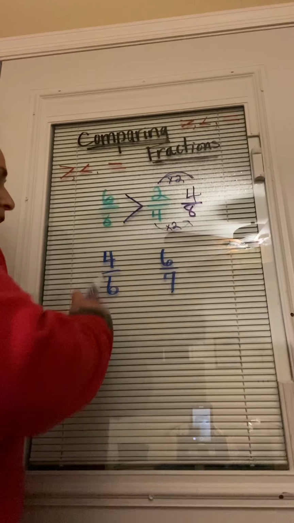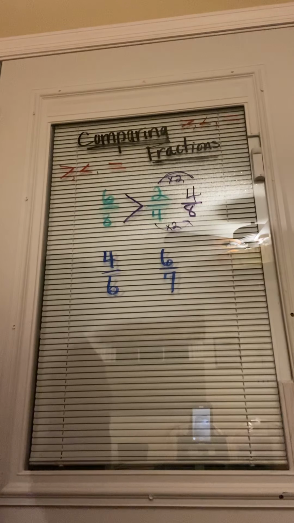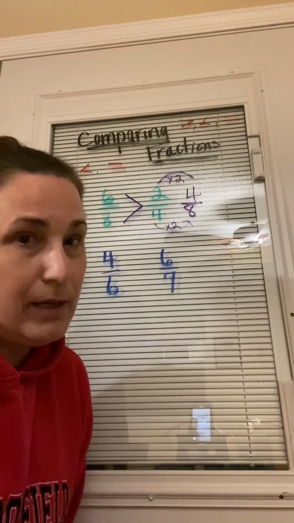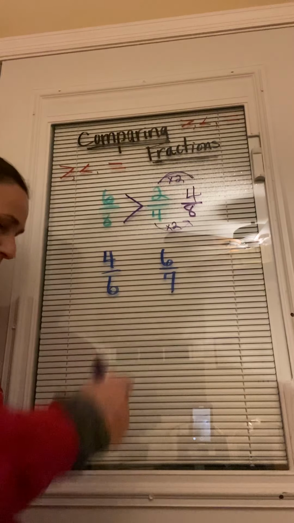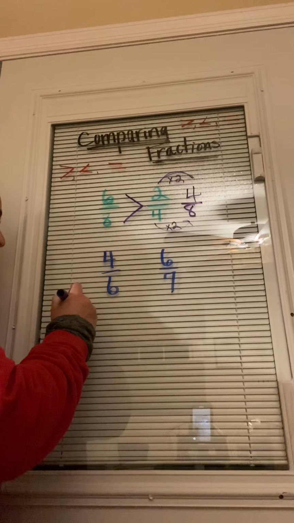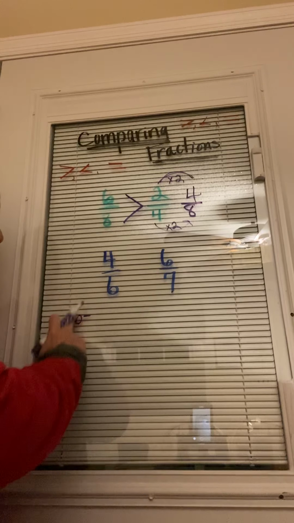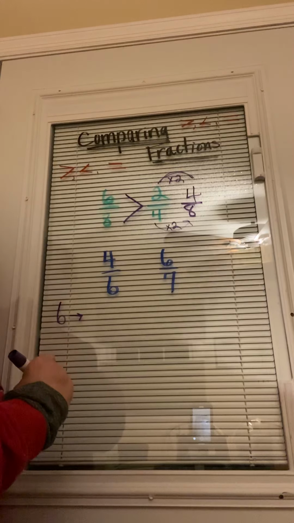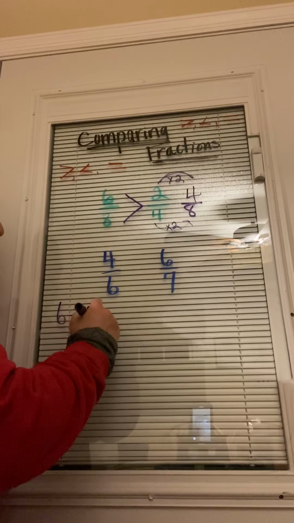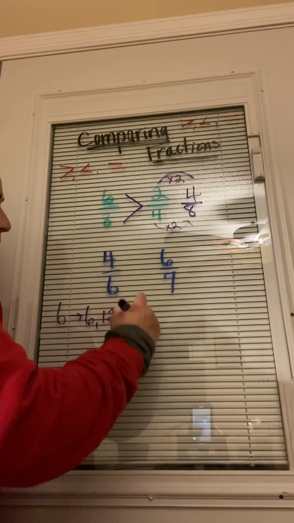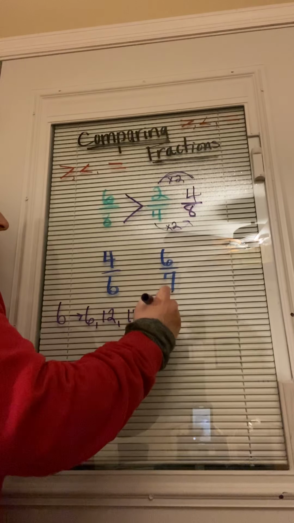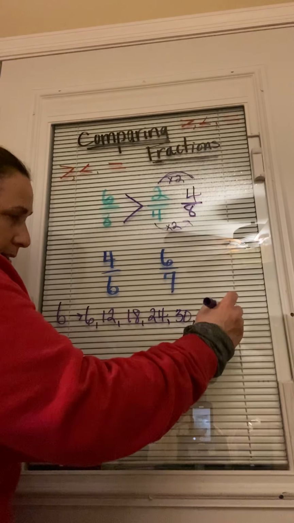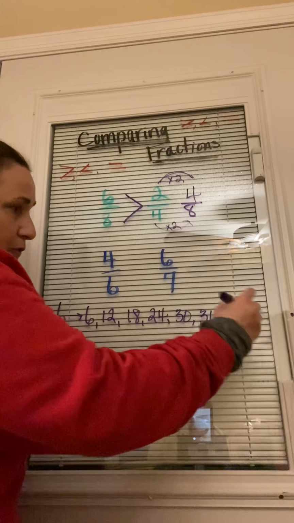Okay, let's look at this one. 4/6 and 6/7. Does 6 go into 7? I hope you're going to say no, because it doesn't. So if it does not, what we have to do is list the multiples of 6 and the multiples of 7 to find our common multiple, our least common multiple, I should say. So 6 times 1 is 6, 6 times 2, 6 times 3, 6 times 4, 6 times 5, 6 times 6, 6 times 7, and 6 times 8 is 48.